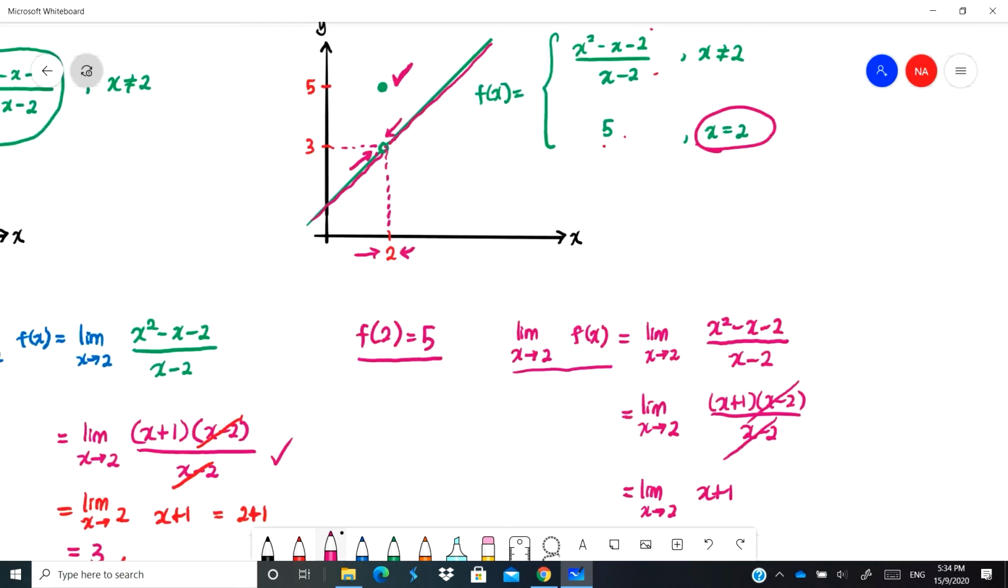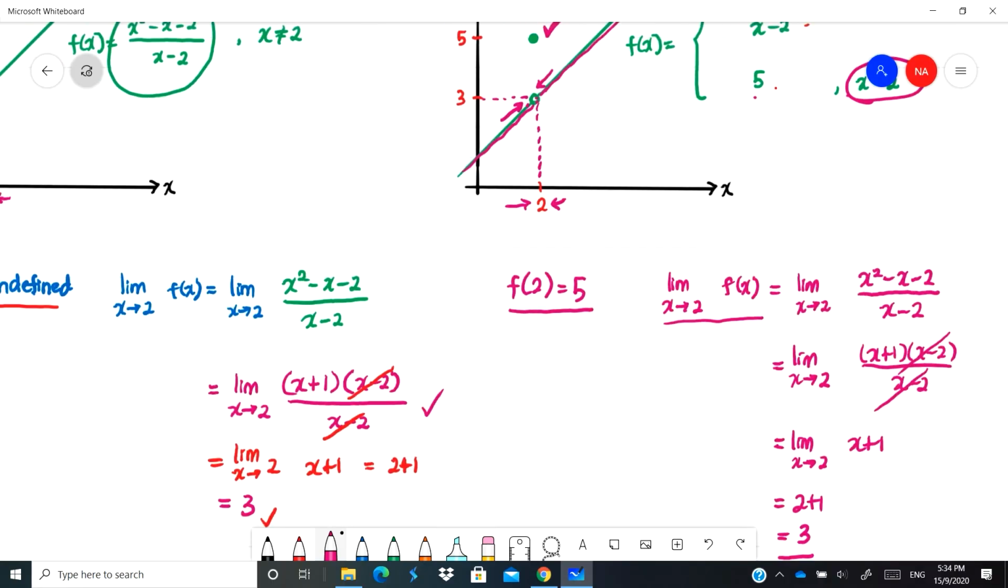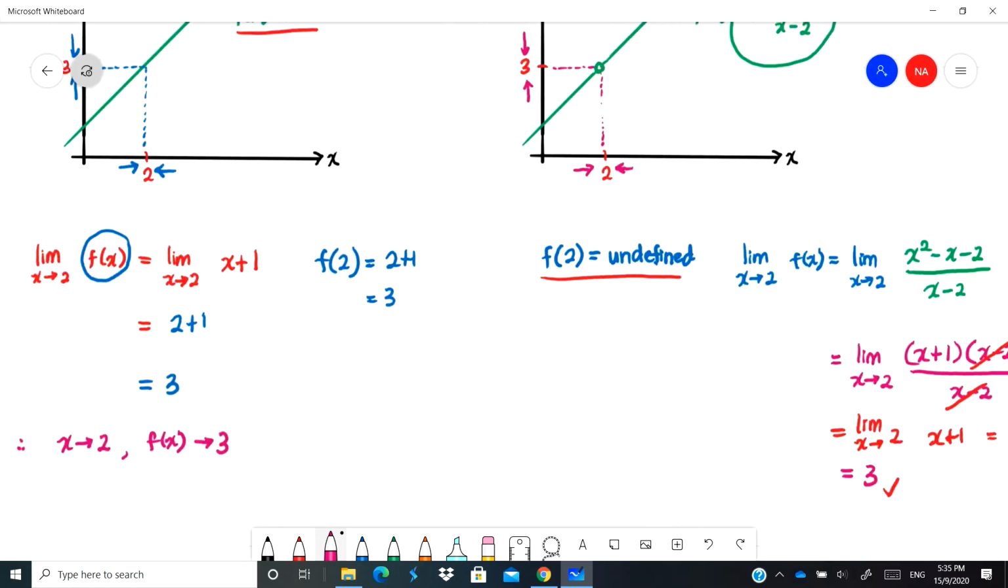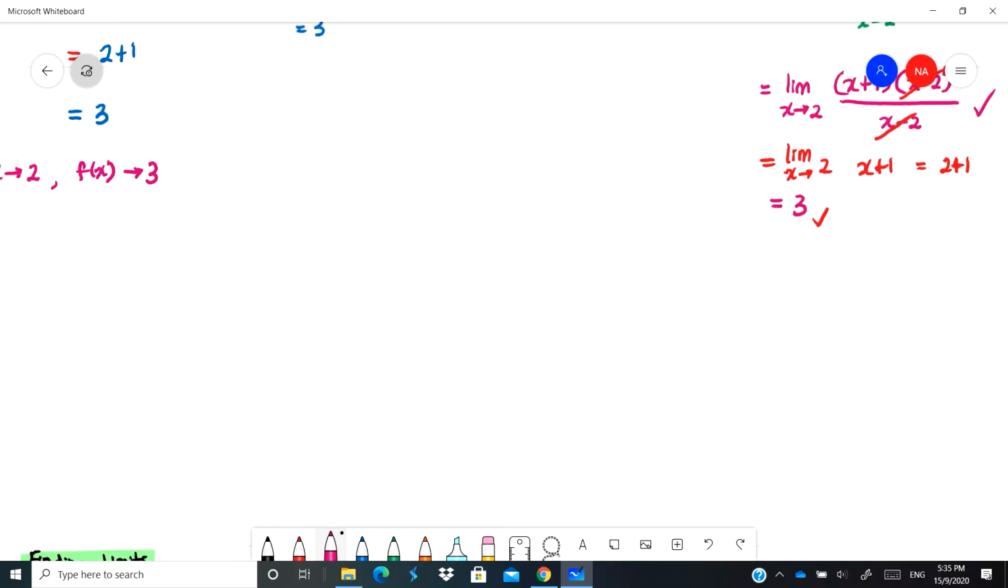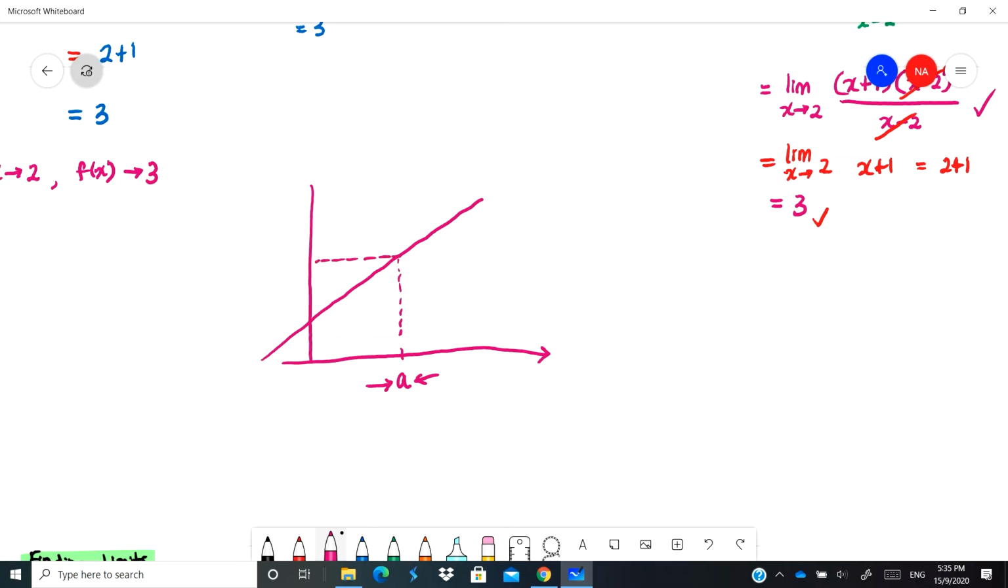I hope you get the idea of what a limit is. A limit is something like this: when you have a function and a graph, let's say as x approaches a, the value of f(x) will approach this value. It's not exactly at the point, but it's approaching the value.